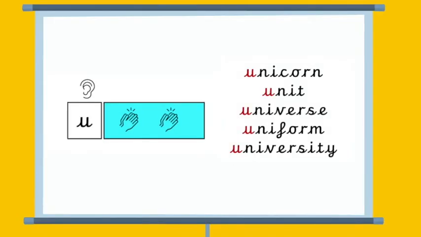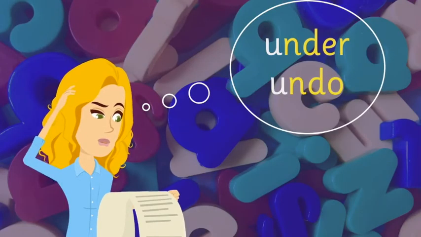These words are less common and include words like unicorn, unit, universe, uniform, and university. Exceptions to avoid at this stage include two-syllable words like under and undo, because although these are common words, they disprove the rule, which can be really confusing at the point of learning.